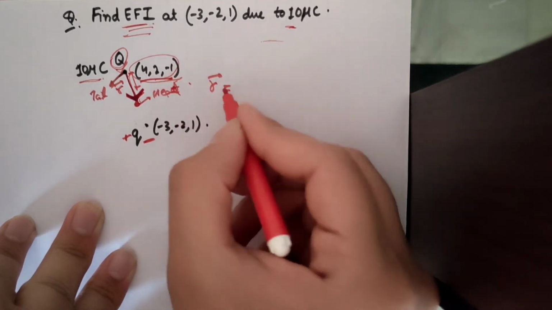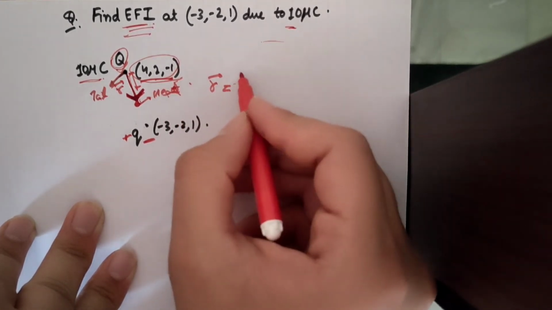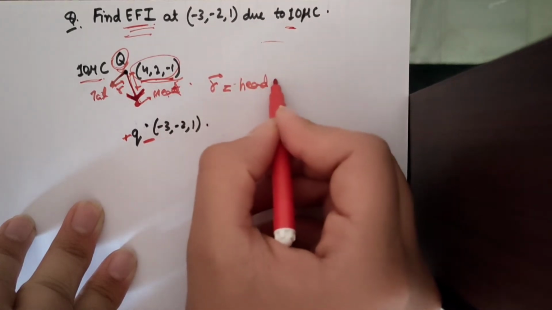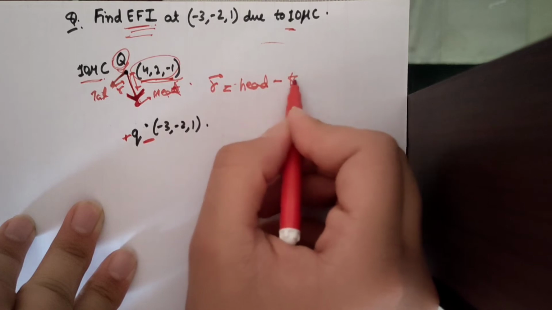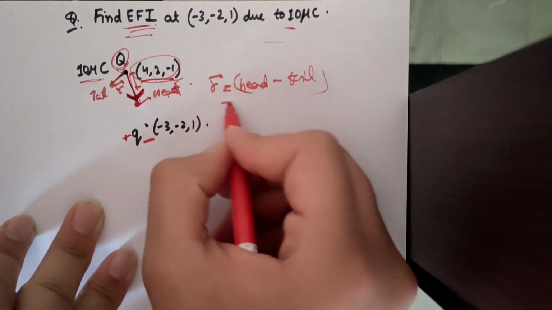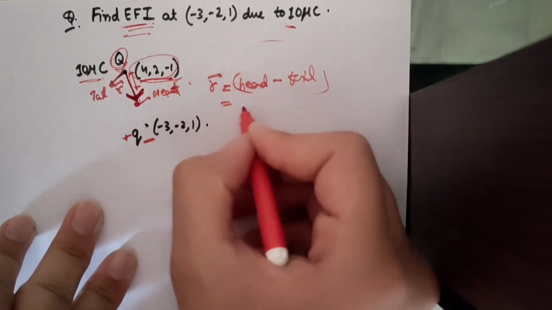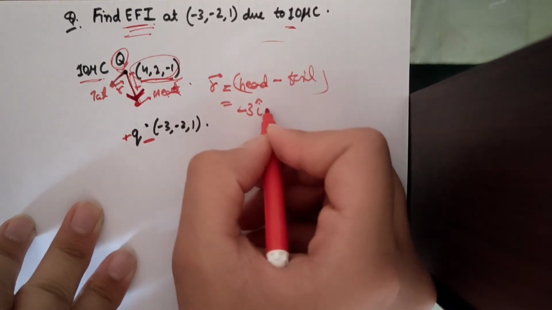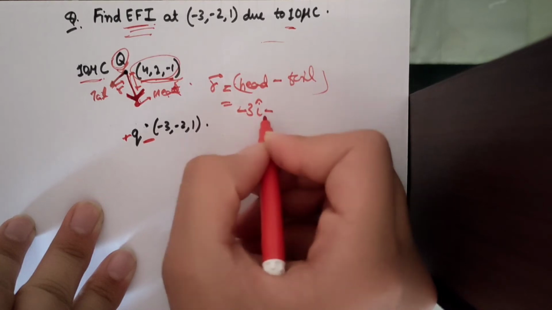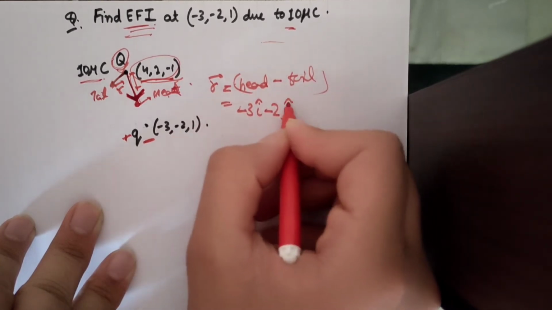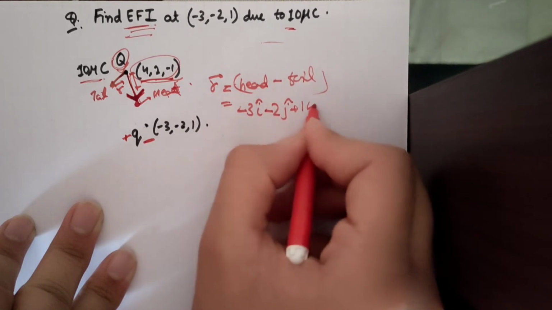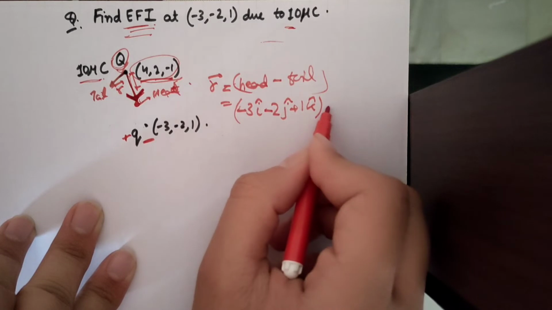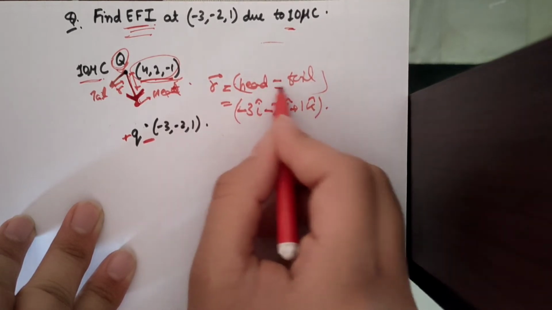So to calculate r, we subtract them. You should remember this: head points minus tail points, or coordinates. So the head coordinates are -3 i cap, -2 j cap and +1 k cap. I am writing it here. Then we should subtract them.